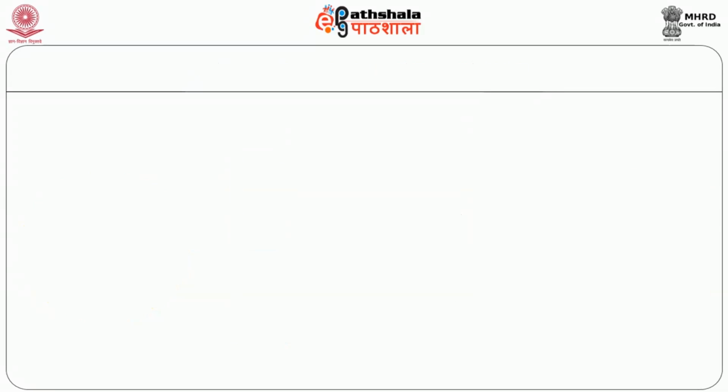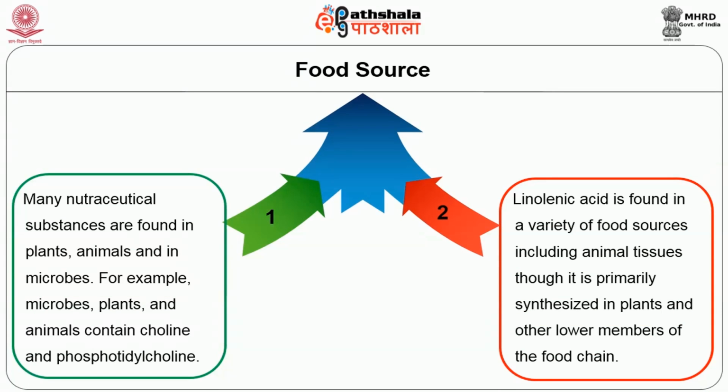Now, let us see some of the nutraceutical substances present in different food sources. Many nutraceutical substances are found in plants, animals, and in microbes. For example, microbes, plants, and animals contain choline and phosphatidylcholine. Linolenic acid is also found in a variety of food sources, including animal tissues, though it is primarily synthesized in plants and other lower members of the food chain.